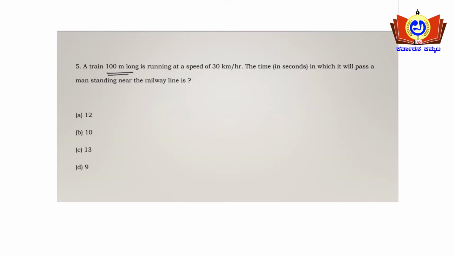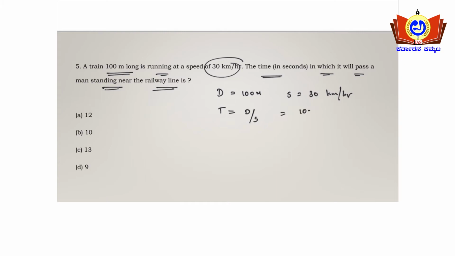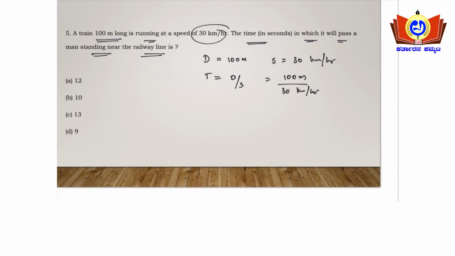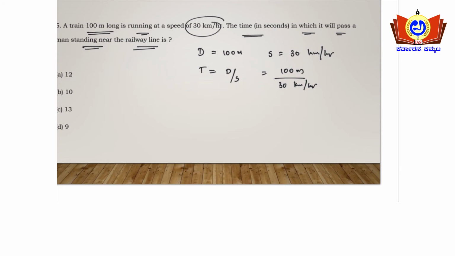A train 100 meters long is running at a speed of 30 kilometers per hour. The time in seconds in which it will pass a man standing near the railway line is? It is also a very simple problem. What have they given here? Distance is 100 meters, speed is 30 kilometers per hour. We know that T equals D upon S. D is 100 meters and S is 30 kilometers per hour. These SI units are very important when you solve the problem.